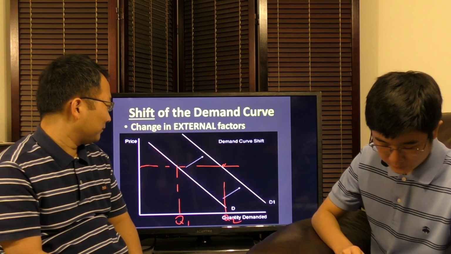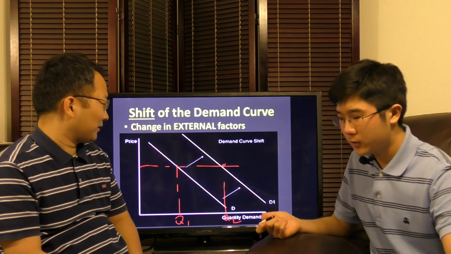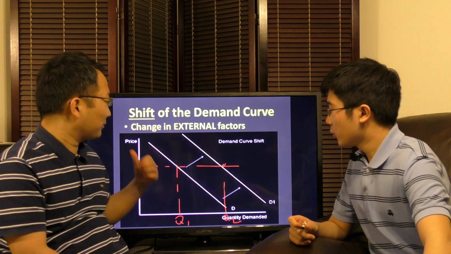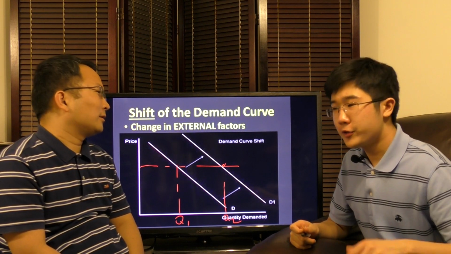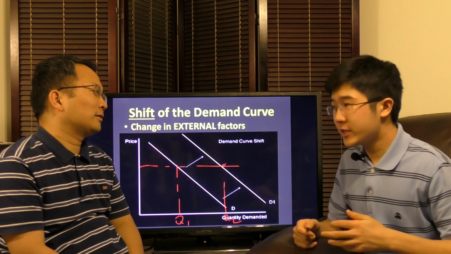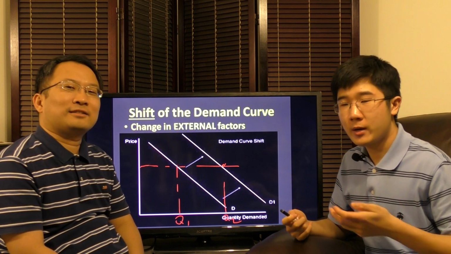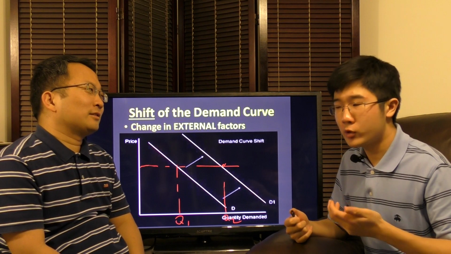They're demanding more if the demand curve shifts to the right. Same price. Yes. And so, what's one example of an external factor? Well, one example would be, for instance, income. When consumers' income rises, they have more money to buy things, and so they're more willing to buy things and more able to buy things.